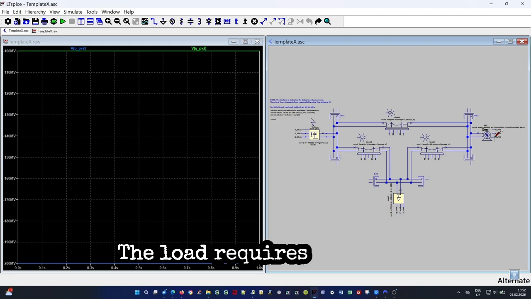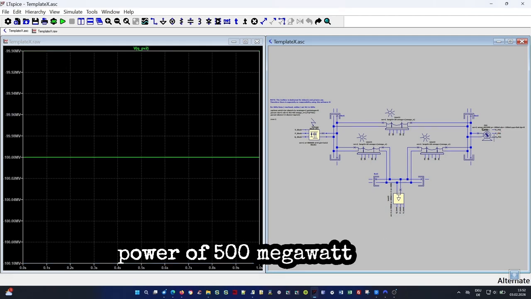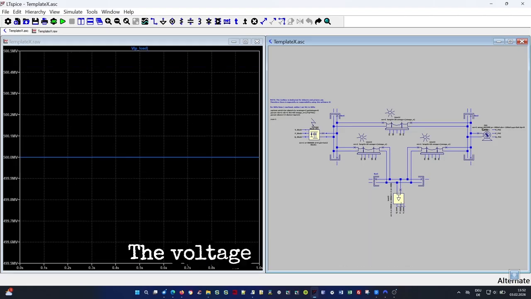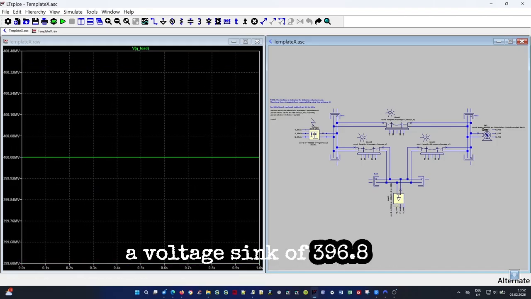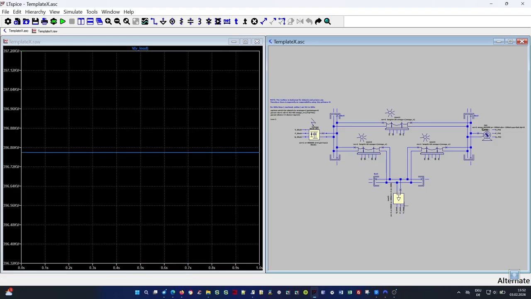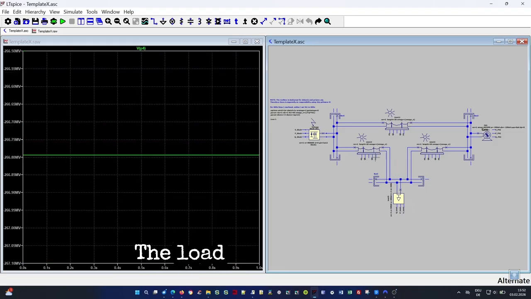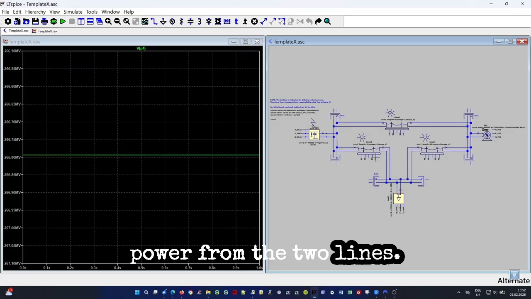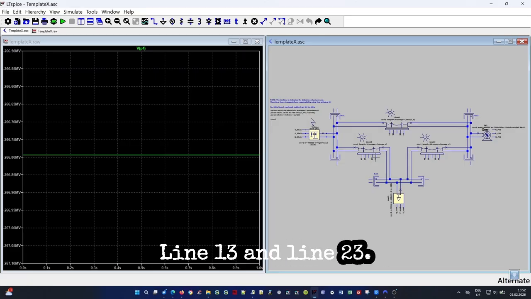As a result, the desired voltage of 410 kV cannot be fully achieved. The load requires an active power of 500 megawatt and a reactive power of 400 megavar. The voltage at the load is a voltage sink of 396.8 kV. The load receives active power, and of course reactive power, from the two lines, line 13 and line 23.